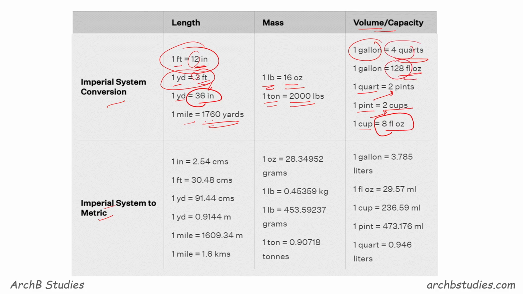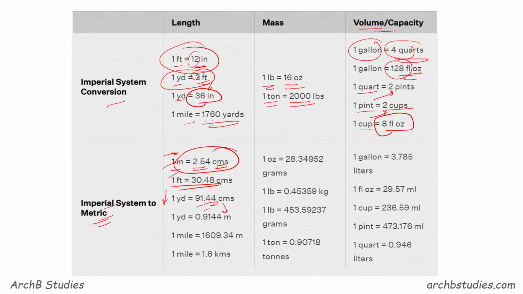Next we have imperial system to metric. 1 inch is equal to 2.54 centimeters. This is very important. We have to remember this anyhow. And 1 foot also, this is also very important. I mean, all are important, but these are very important. So 1 yard is equal to 91.44 centimeters. It means you multiply 30.48 by 3, you will get 91.44 centimeters. If you want to convert this into meters, you divide by 100.